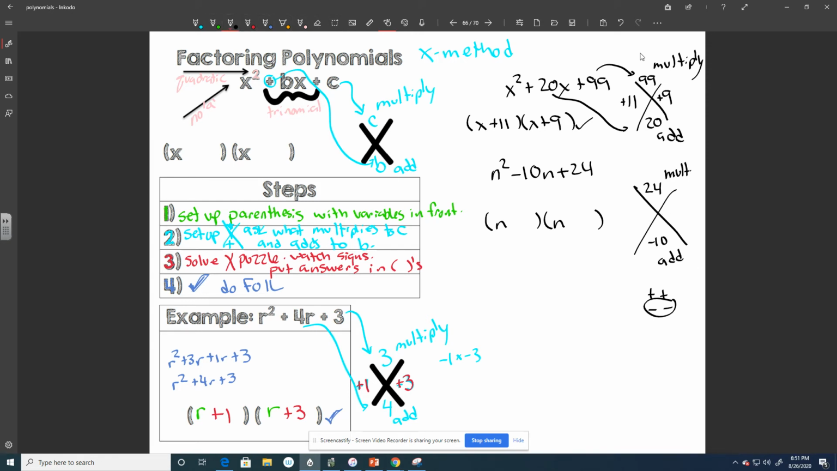We know that they're both negatives because they multiply to a positive and add up to a negative. So 12 and 2 doesn't work. How about 8 and 3? That's not going to work either because they're both supposed to be negative, and that's going to be negative 11. So how about negative 4 and negative 6? Negative 4 times negative 6 is positive 24. Negative 4 plus negative 6 is negative 10. So I can put a negative 4 and a negative 6 right in the parentheses.